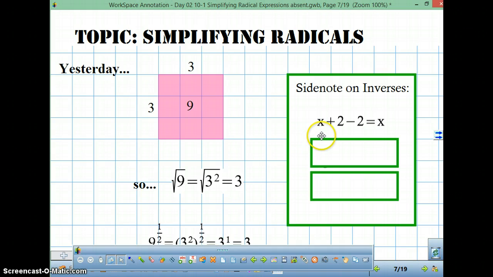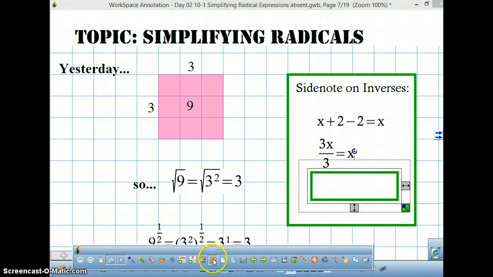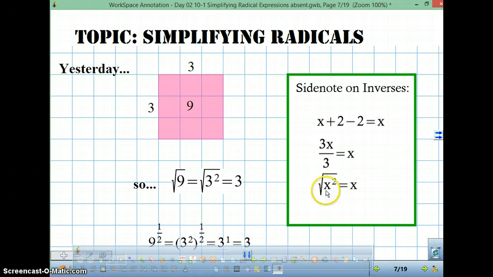Inverses. Remember what an inverse is? It's when you do the opposite. So if you take x, you add 2, you subtract 2, you end up with x. Another example. You take x, you multiply by 3, then you divide it by 3, you end up with x. What do you think is going to be here? You take x, you square it, and then you take the square root, you end up with x.